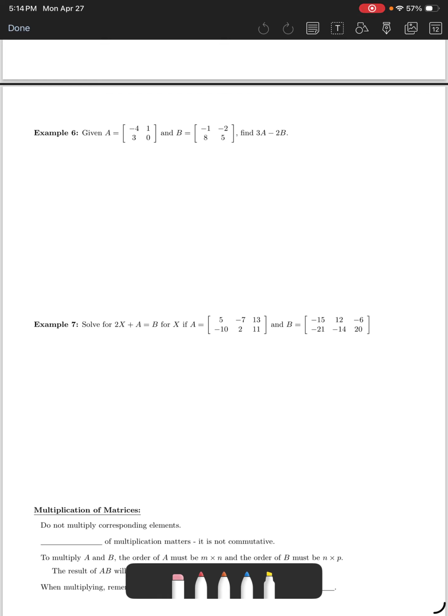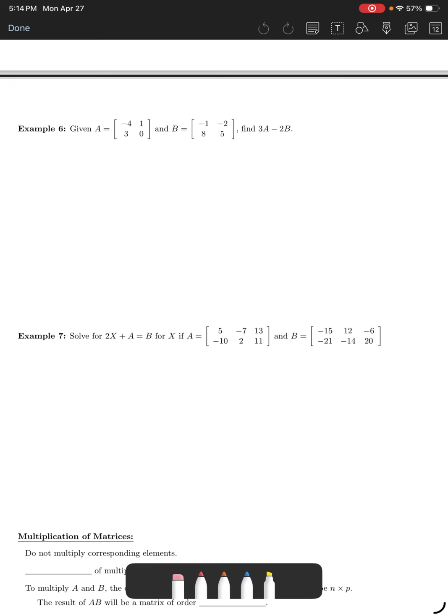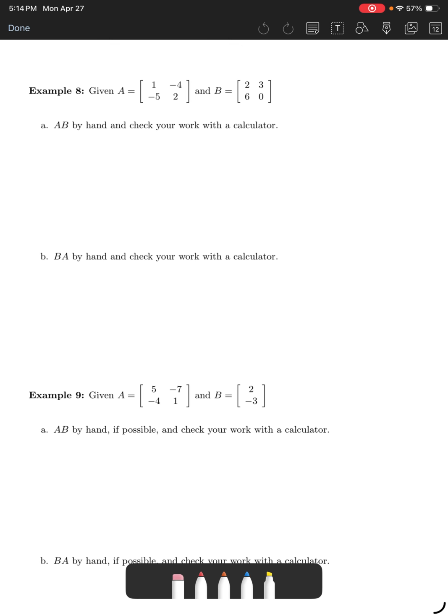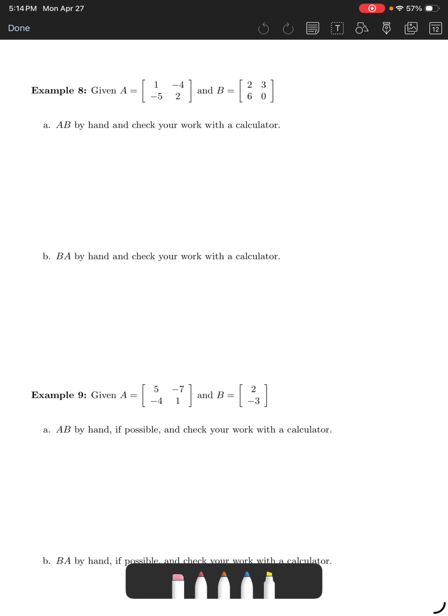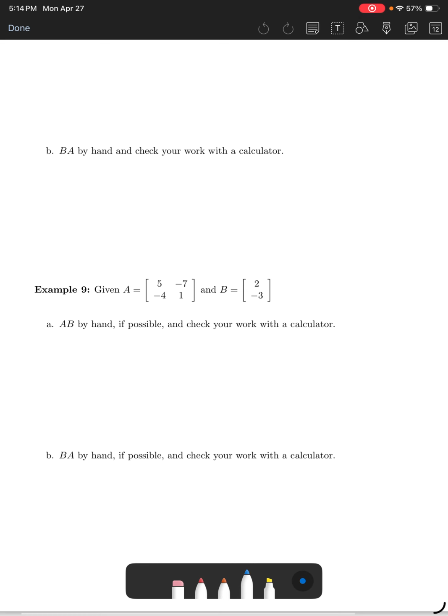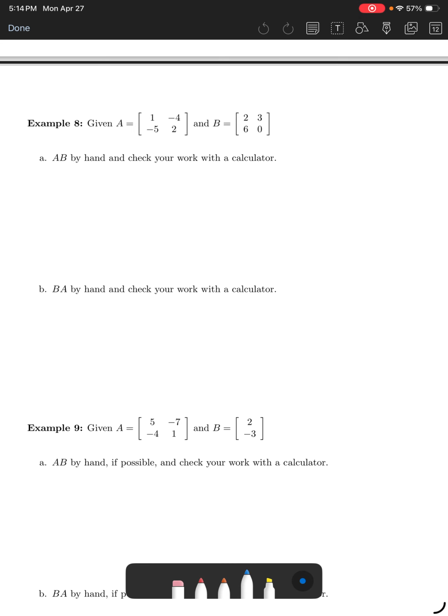This is a continuation of the notes for 6.3. This is example 8, multiplying 2 by 2 matrices. So this matrix A is 2 by 2. And this matrix B is 2 by 2.